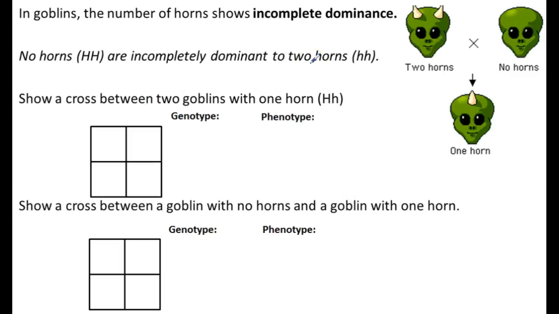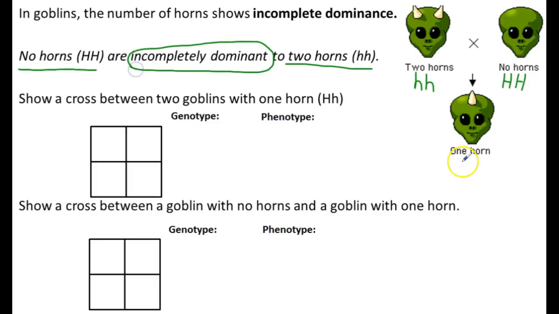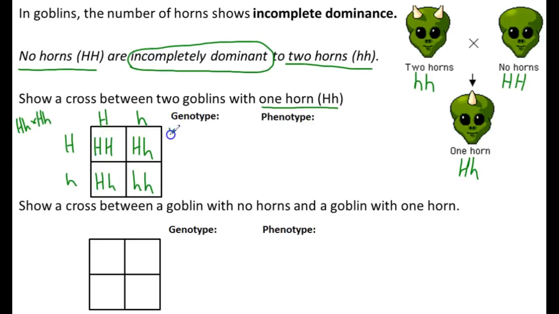All right, so let's look at another incomplete dominance problem, this one with goblins, which aren't real. So no horns is going to be homozygous dominant, big H, and two horns is going to be homozygous recessive, little h. And since it's incompletely dominant, it's going to be a blend. So if I cross the big H and little h, I'm going to get something heterozygous, which would have one horn. So what I'm going to do right here is cross two heterozygous, big H, little h and big H, little h. As I fill that in, I'm going to do my genotype and phenotype counts.